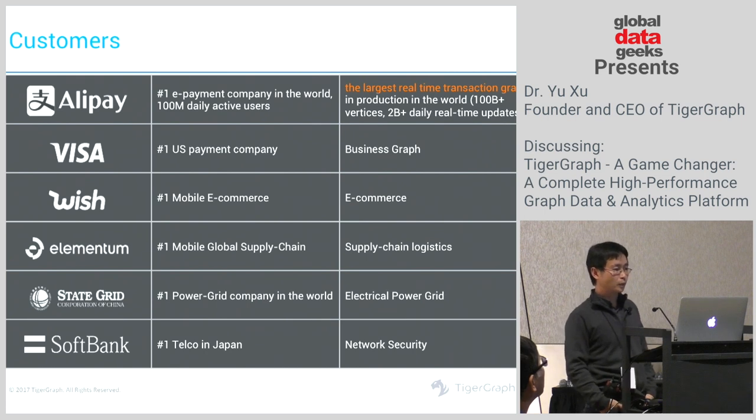Visa is a number one payment company in US. We power different applications for them. One of them is the business dependency graph.